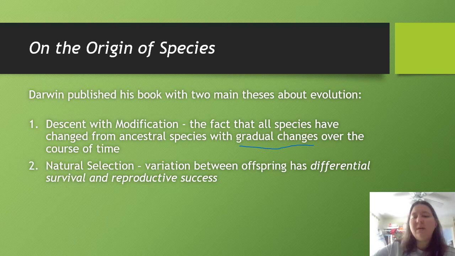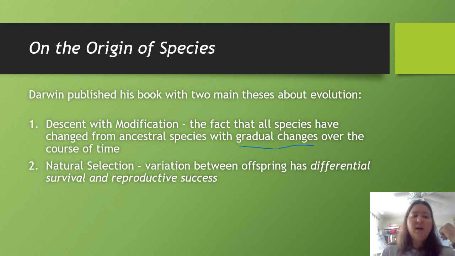Now, the problem with descent with modification is we have to look at it over a huge span of time. And so it's very hard for us to comprehend in our relatively short lifetimes when you think about geologic history and the Earth being billions of years old. But what we can see through other pieces of evidence is that we can actually watch this with bacteria, and we can watch this with viruses. We've actually seen it happen in bacteria and viruses. In fact, that's how they make the flu vaccine every year, is they try to force the virus to mutate and change to understand how it's going to mutate and change, to then prepare for the flu vaccine for the next year.